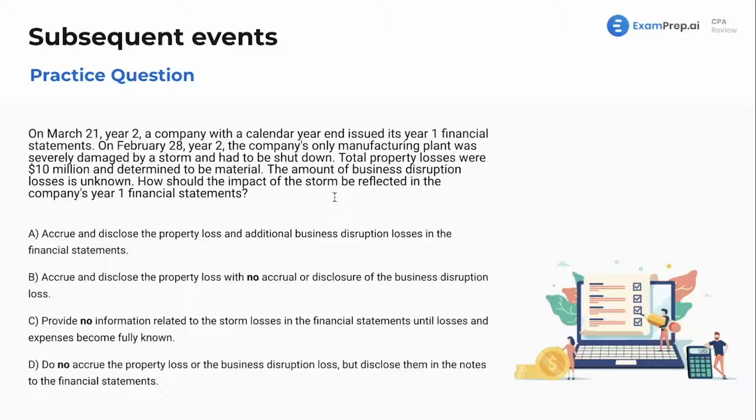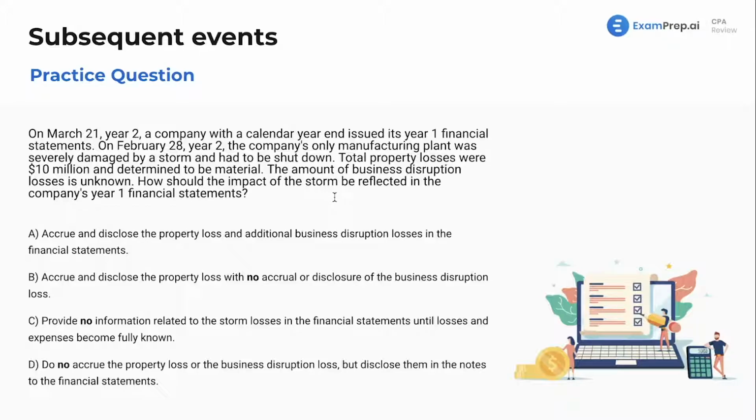Let's think about this for a second. That's obviously a big deal, and it's something that stockholders, investors, the general public need to know about. However, this happened after year 1. So the dollar amounts in year 1 might be great, might be okay, whatever it is, but they do not reflect the damage to the plant. That would be reflected in the year 2 financial statements. However, we need to let people know that this happened, because it's before the issuance date, so we have time to go back and make a note of it.